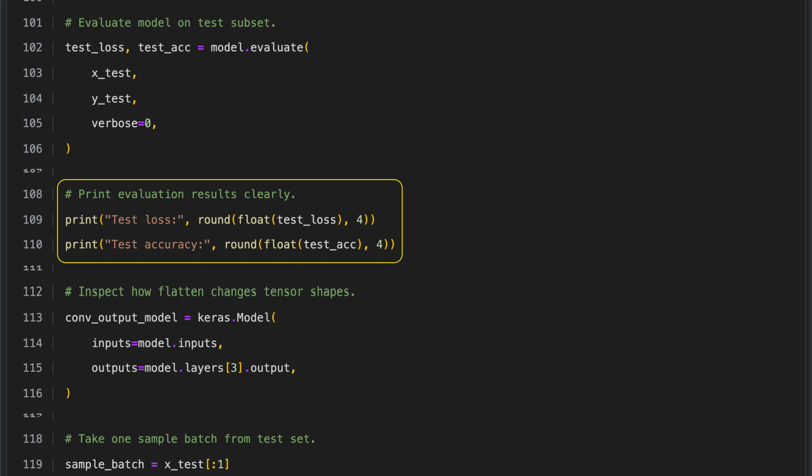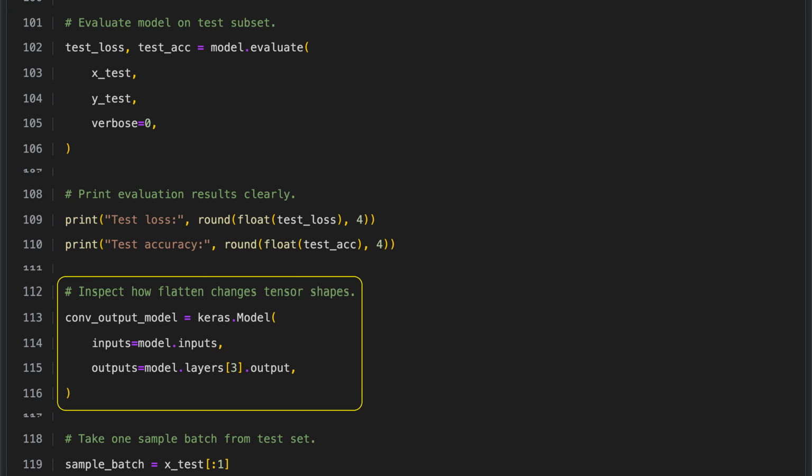To see how the flatten layer changes tensor shapes, we build a new Keras model that uses the same inputs as the original, but outputs the activations from the third layer, which is the last convolutional layer before flattening. By examining these outputs, we can observe the feature maps produced by the convolutional layers. This lets us understand how the flatten layer then converts these multidimensional feature maps into a single one-dimensional vector that can be passed to the dense layers.